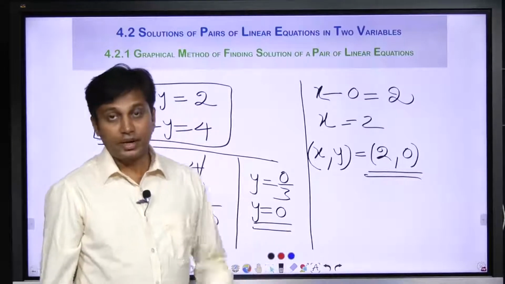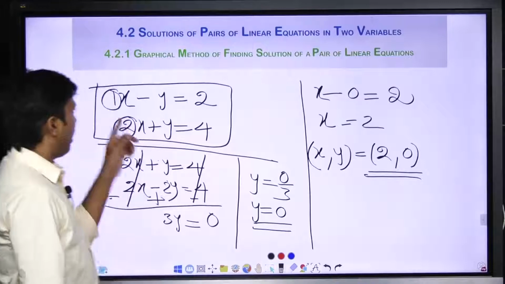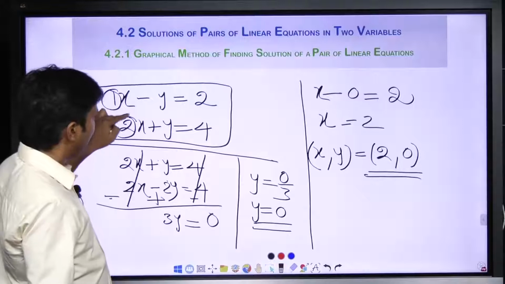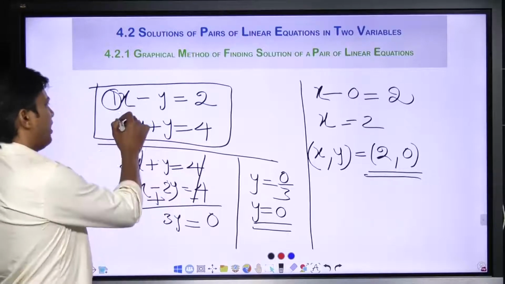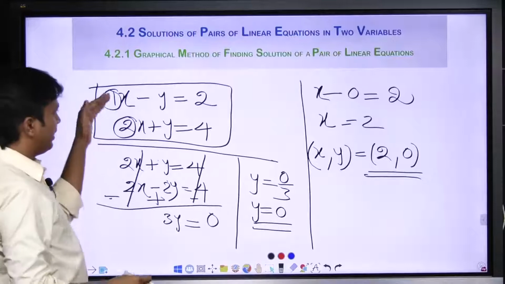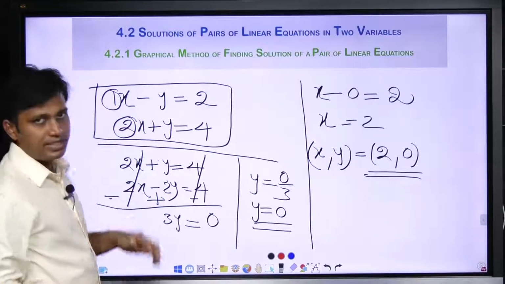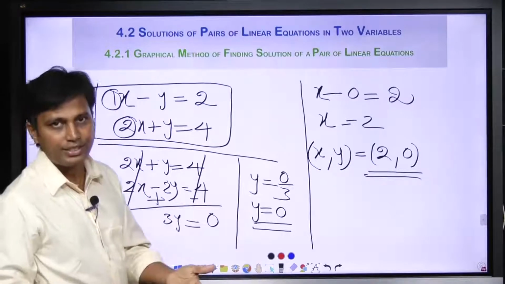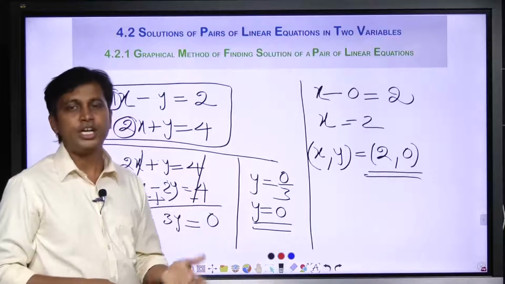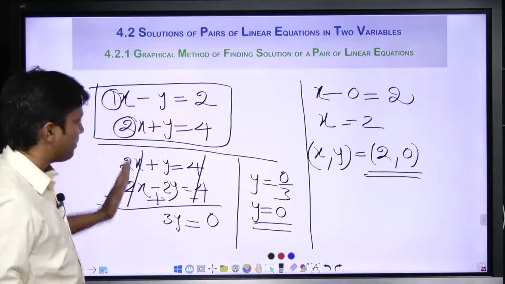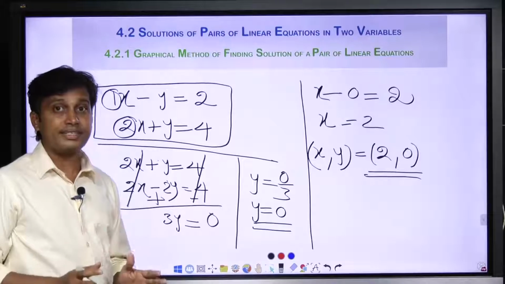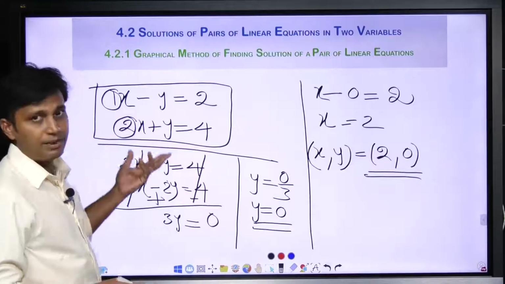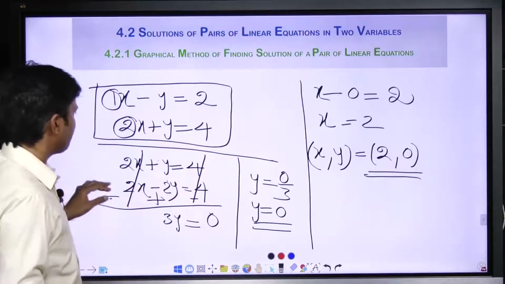This is one method. What we did here was equate the coefficients by multiplying with a common number. After multiplication, the coefficients of one variable become the same. After that, depending upon the signs, you either add the two equations or subtract them so that the x terms are cancelled. It is not necessary that you cancel the x term every time. You can multiply with the y coefficients also, so that y is cancelled.